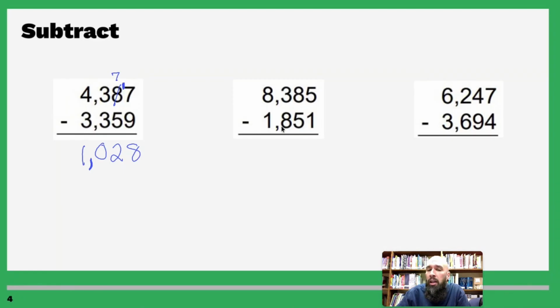Now we have 8,385 minus 1,851. So go to the ones column. 5 minus 1 is perfectly fine. That's 4. 8 minus 5, perfectly fine. That's 3. 3 minus 8, can't do it. So let's borrow 1 from 8 and make it 7 and turn the 3 into 13. Now I can do 13 minus 8, which is 5. And then go over to 7 minus 1, which is 6. This is a thousands number, so 1, 2, 3, put a comma right there.